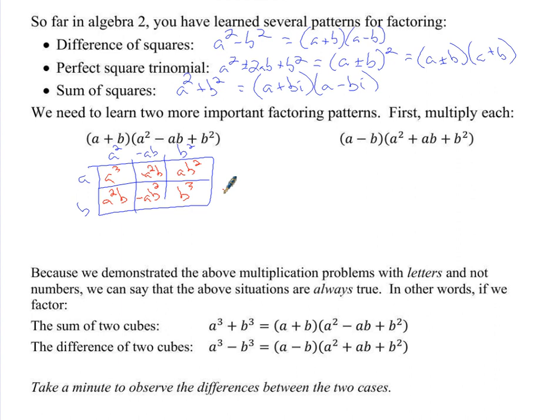Then we need to combine like terms. A to the third has no other like terms, so I write a to the third. Then I have a squared b. Letters and exponents have to match. The only one that matches is this one right here, negative a squared b. So positive a squared b minus a squared b is gone. Negative ab squared matches with this one, positive ab squared. And when I add those together, they're gone. I'm left with positive b to the third. So all of this multiplies out to give me that.